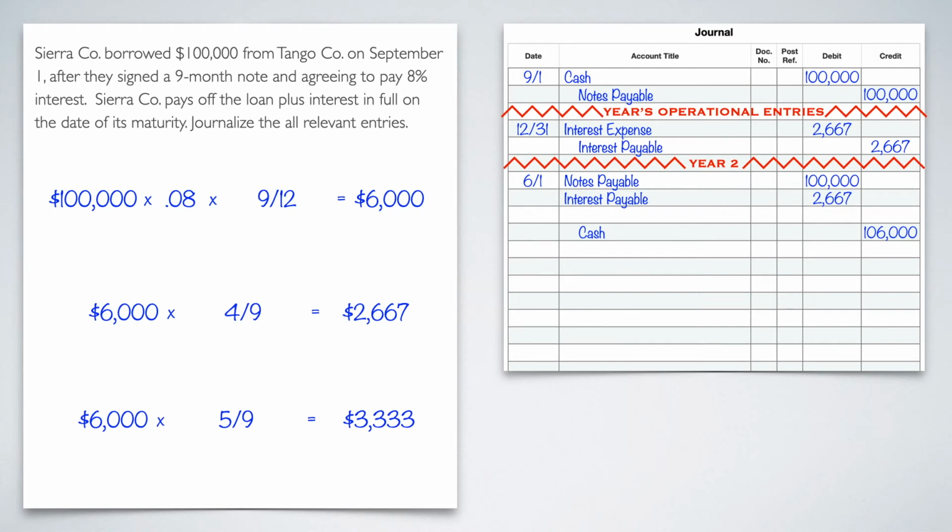And then we have that last 3,333. That's going to be an expense because we haven't expensed that yet. We still need to expense it because this is in the second year. So we'll call that interest expense of 3,333.